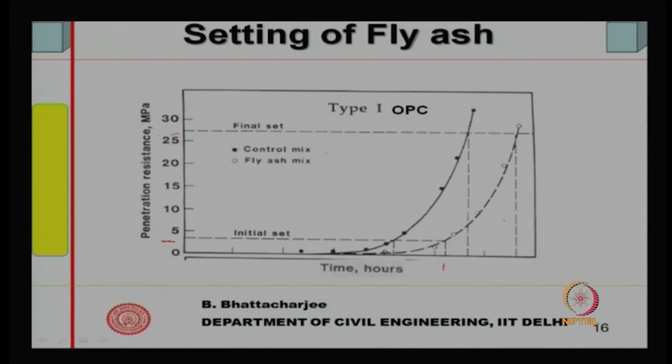If you look at that, this is the control mix, that is no fly ash, and this is with fly ash. What is observed is that initial setting time has been delayed by fly ash. The cement was type 1 OPC, that is your Portland cement, and this was some type C fly ash. In some cases it can delay the initial setting time, and the final setting time also can be delayed a little bit, but this is not of very significant importance. It is only seen in some cases; in most cases setting time is not affected adversely.